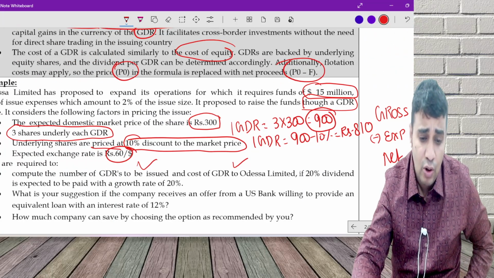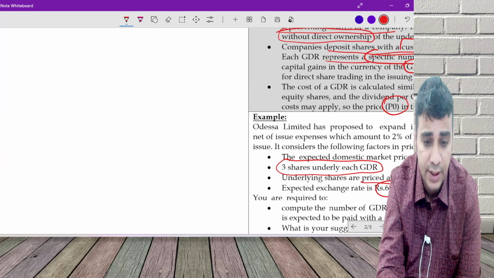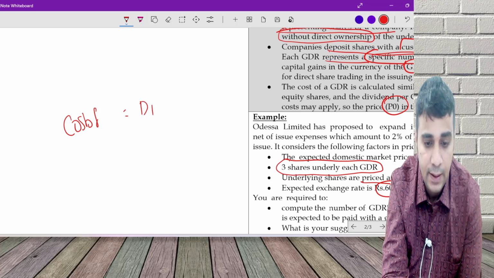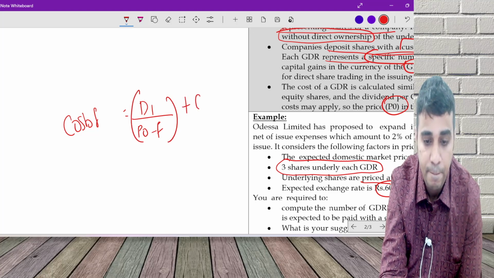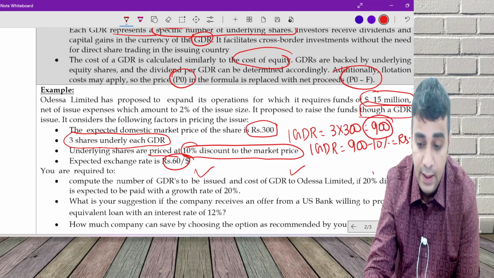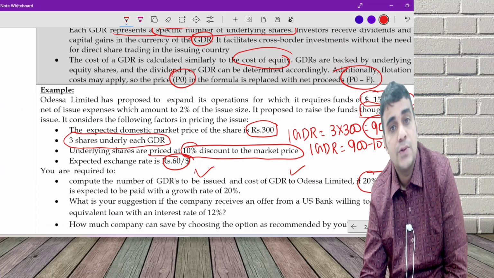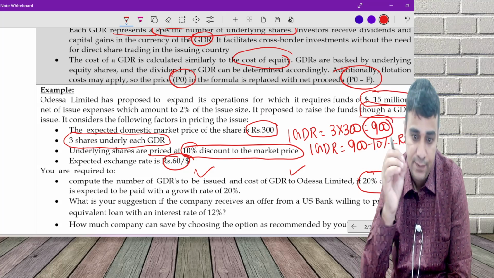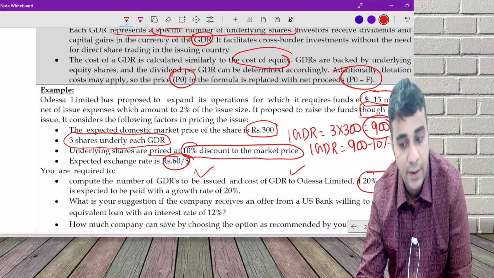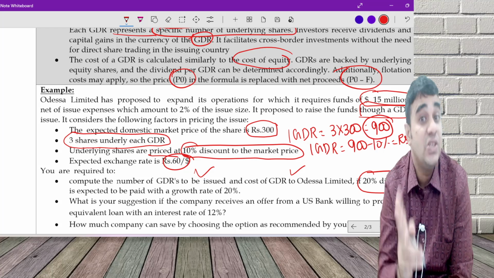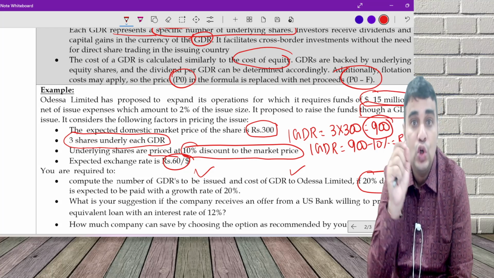Second part is cost of GDR. Cost of GDR is equal to D1 by P naught minus F, plus growth rate. Now, what is D1? 20% dividend they have given. So 20% dividend is on face value. Problem is silent, so I take face value as 10 rupees. Dividend is paid on face value, so dividend per share is 2 rupees, and per GDR it is 2 into 3.